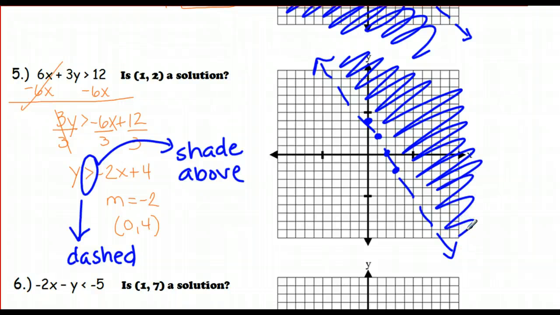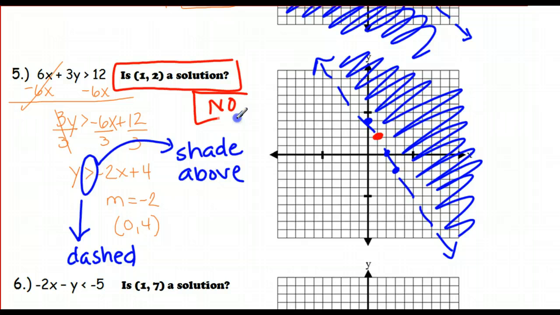Now the question in this problem is asking if 1, 2 is a solution. 1, 2. Notice that that falls on our line. And since our line is dashed, it means that any point that falls on the line is not a solution. So is 1, 2 a solution? We would say no, it is not.